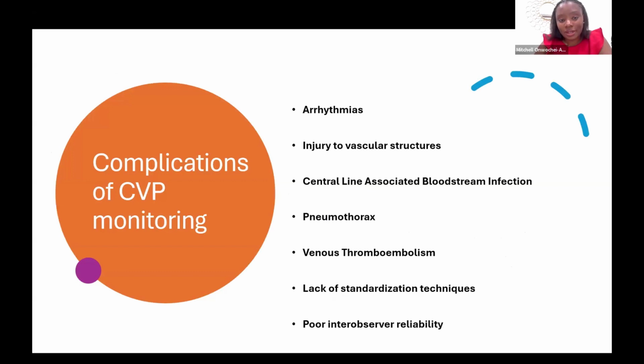So after these studies were released, clinicians started to move away from central venous catheter placements to obtain CVPs and central venous oxygen. And again, because with central venous catheters you do have complications. You could have arrhythmias, you could have injury to your vascular structures, you can have infections, pneumothoraces, thromboembolisms, and there's also poor inter-observer reliability.